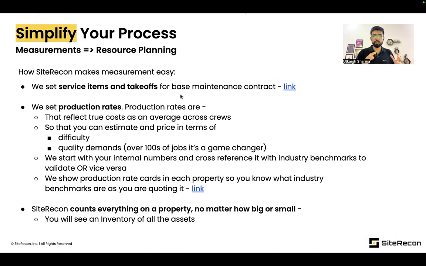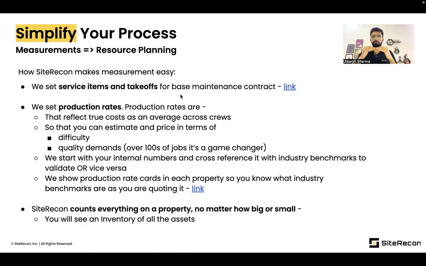So you start with that list for that base maintenance contract. When we work with our clients, we set that service item and takeoff list for them. That's the first step we do. The second step is we work with them to set production rates. Now, this is how we look at production rates. They should reflect a true average, an average of true costs across all your crews, right?